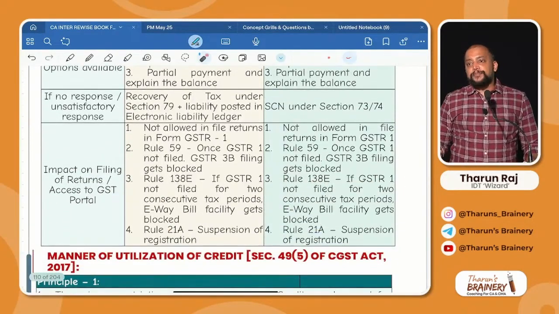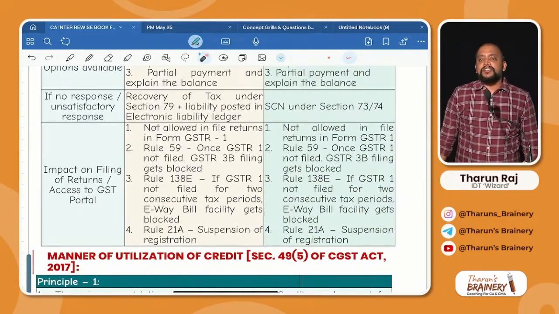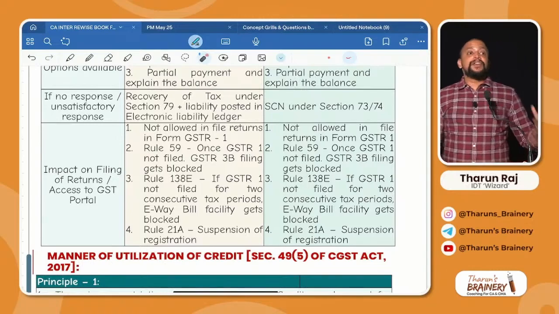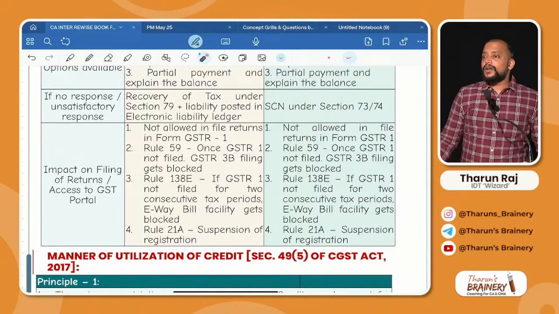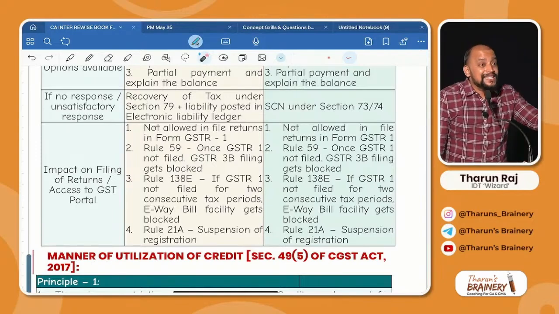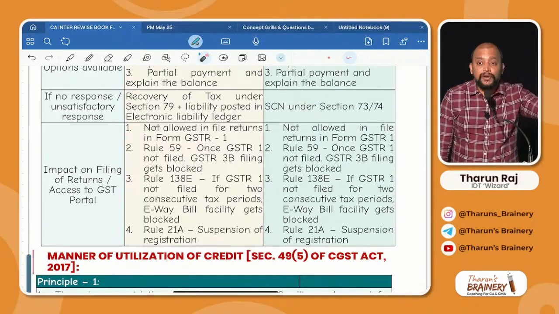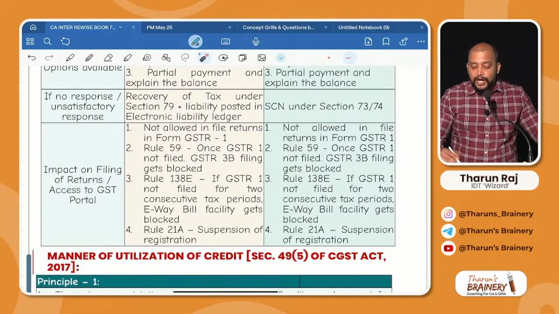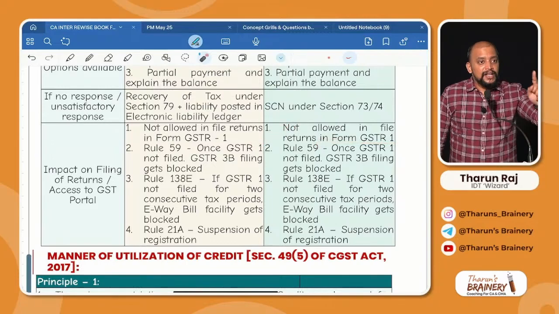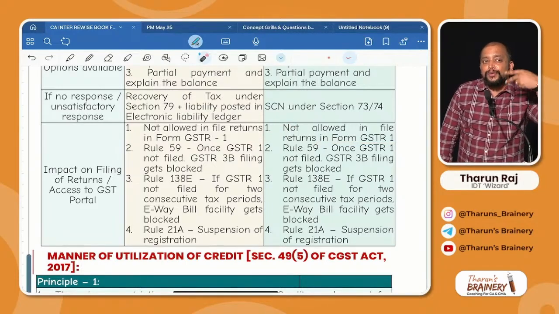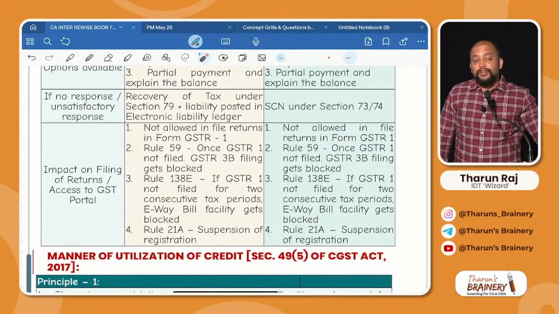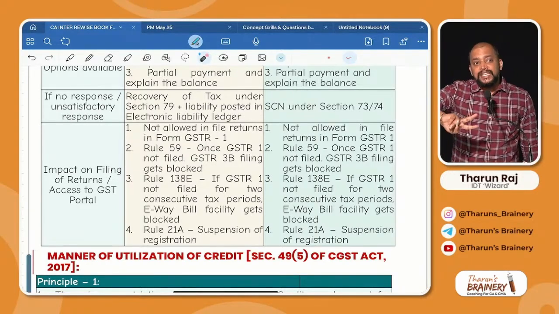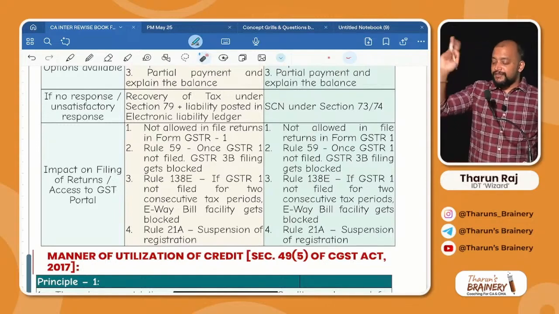And till the time we pay the difference or explain the difference, what will happen? Concentrate, very, very important. They will block our GSTR1, which means we cannot file our GSTR1 because there is a notice given under Rule 88D. So first, we are not allowed to file the return in GSTR1. If you are not able to file GSTR1, you are not able to file GSTR3B. If you are not filing GSTR1 or 3B for 2 consecutive tax periods, your e-way bill will be blocked. You got it? Your e-way bill gets blocked.